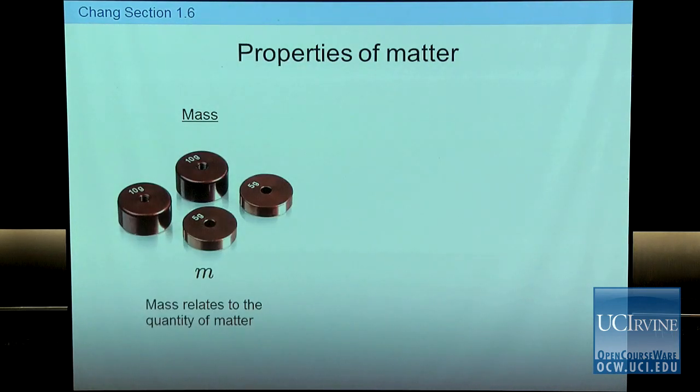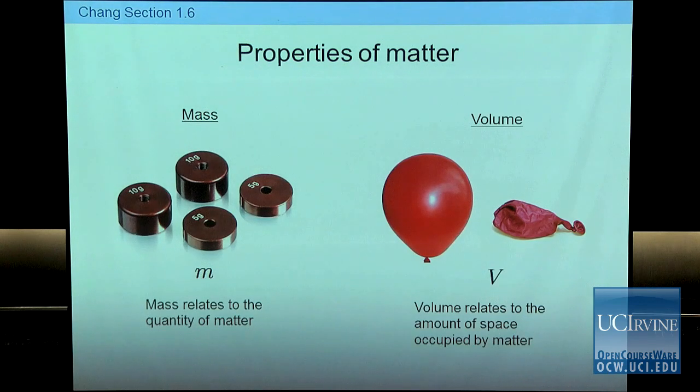Now let's look at a couple of fundamental properties of materials. I'm sure you're completely familiar with this, but let's just do this anyway. Mass is an important property of matter, and mass relates to the quantity of the material. The more you have, the more its mass. Usually we indicate mass by the letter M. Volume is another property of materials. Volume, of course, relates to the amount of space occupied by matter.